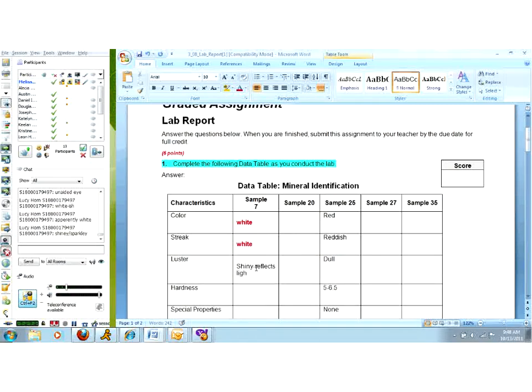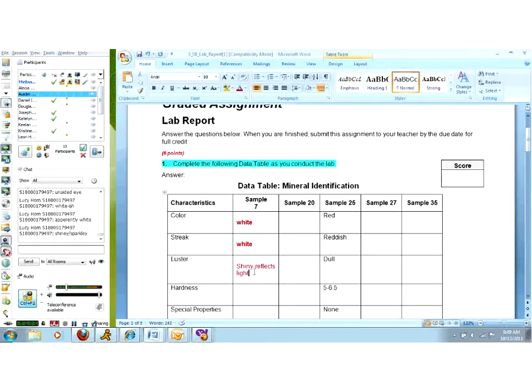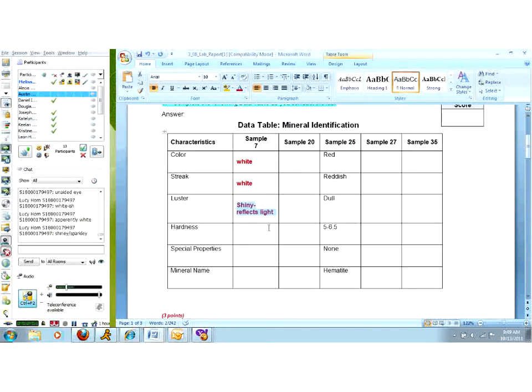Okay, it definitely reflects light. Go ahead and fill yours in and put up a green check when you're done. Okay, and keep in mind that this is subjective, so this is not going to be the determining characteristic that you use to identify what your rock or mineral is. It's taken into consideration, but it's not weighed most heavily upon. You can put that, shiny, sparkly, that's fine. Next, hardness.